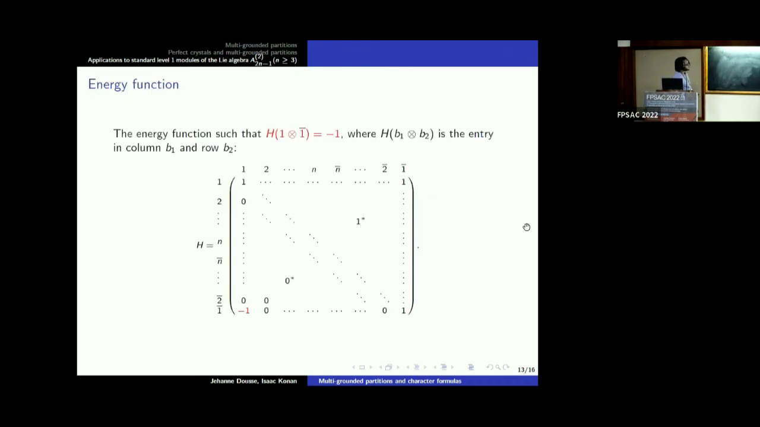And these are the two corresponding lambda paths. And the energy function is given by these matrices. So in these matrices, you have to understand that when I say H of B1 tensor B2, you read the B1 according to the column and the B2 according to the row. And for example, here the one overline is this one.